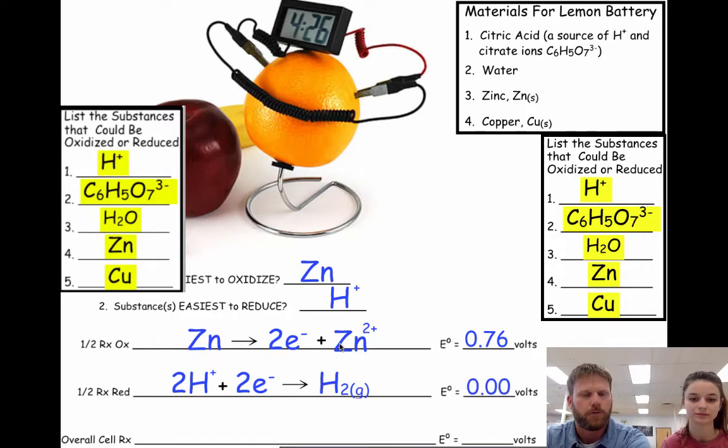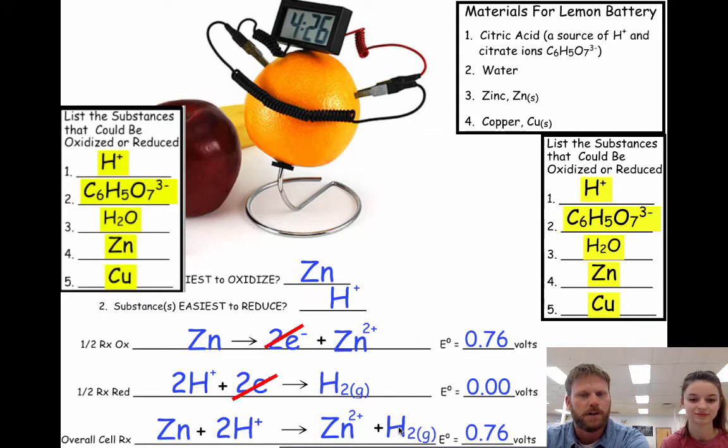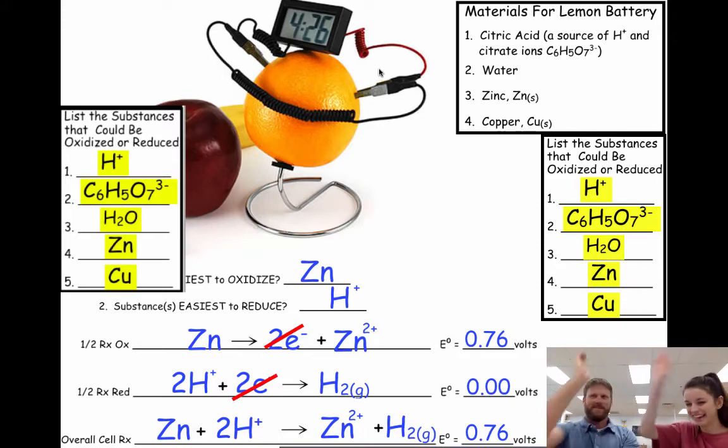All right. What's the first step for adding these two half reactions together? We'll have to cancel out the electrons, and since there's 2 electrons on each side, we don't have to do any multiplication. Very nice. They just cancel, and we can just add these together. So we get zinc plus 2 hydrogens gives me zinc 2+ plus H2, and a positive voltage. And what's a positive voltage mean? Spontaneous reaction. That's why the battery's working and the clock's on. Very good. Thanks, Kristen.